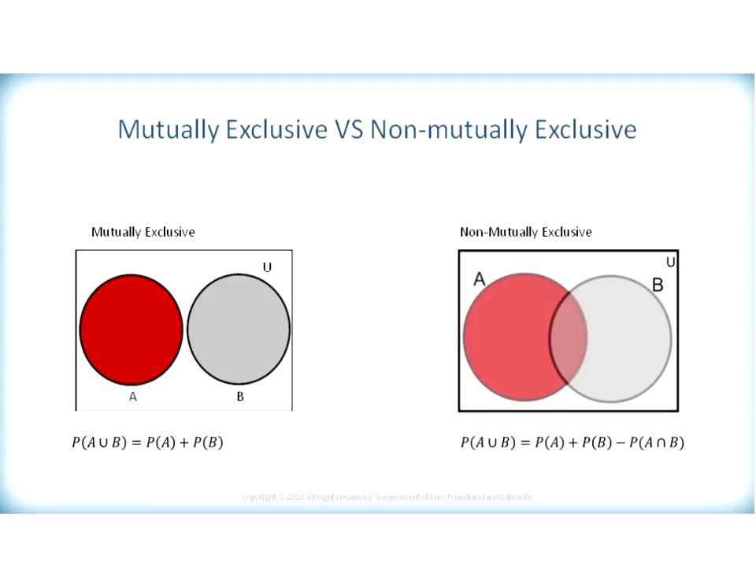Let's recall mutually exclusive and non-mutually exclusive. If two events are mutually exclusive, then they are disjoint. The probability of mutually exclusive events is the probability of A plus the probability of B. In non-mutually exclusive, this is where there are elements in common. There's an overlapping region. And the probability of A union B in non-mutually exclusive events is the probability of A plus the probability of B subtract the intersection.